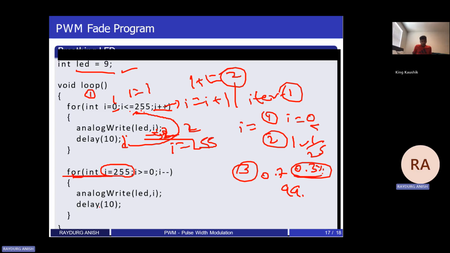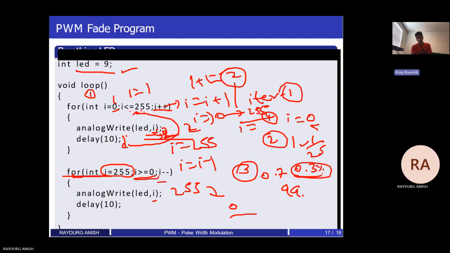And if you see the second loop, it is similar. The i value is initialized to 255, and now the condition is i greater than or equal to 0, and then i minus minus, so it's nothing but i equals i minus 1. In the previous case, I started from 0 and it incremented all the way to 255. Now in this case, i starts from 255 and gets decremented all the way to 0, because this is the condition.